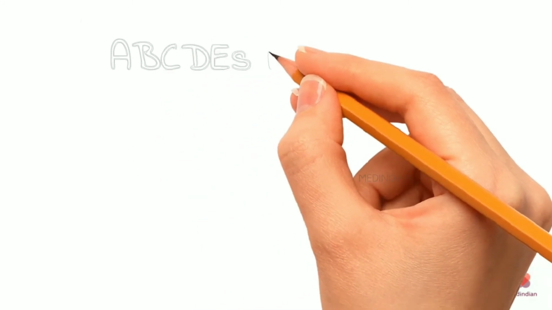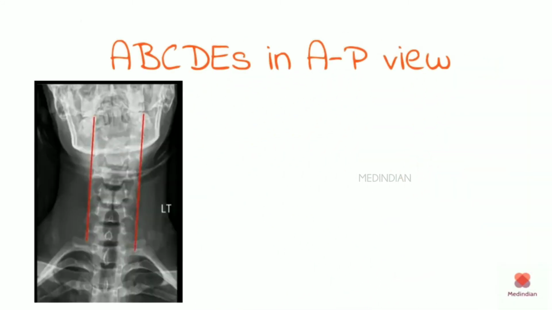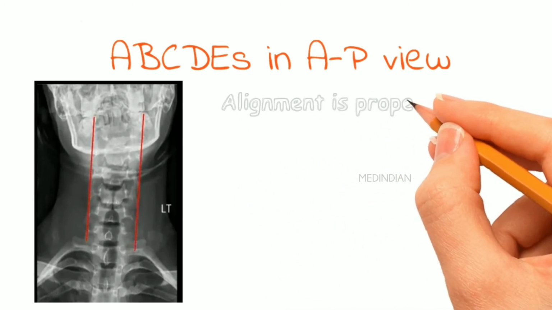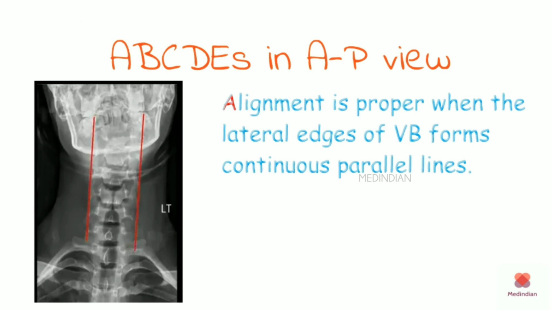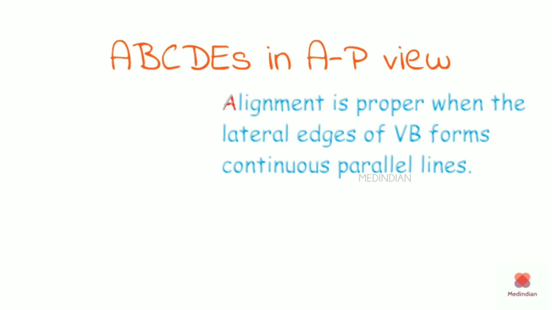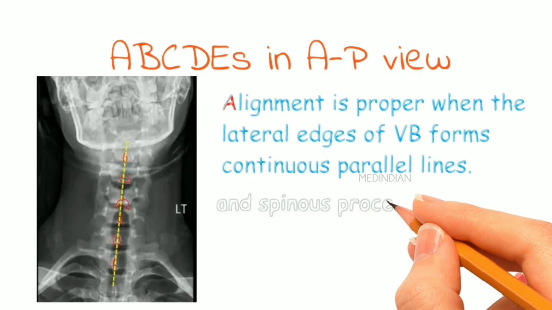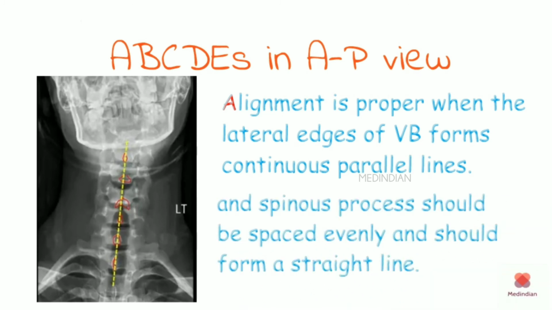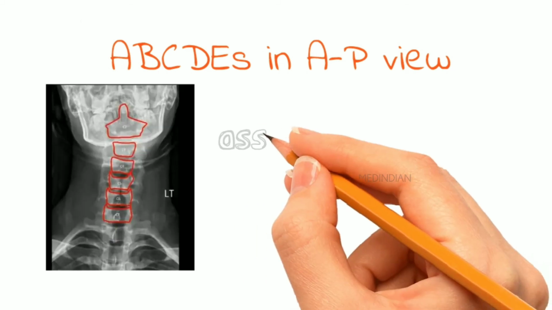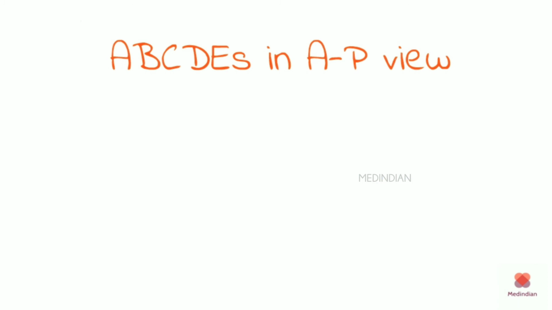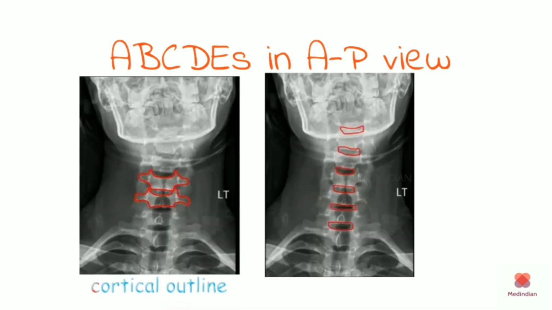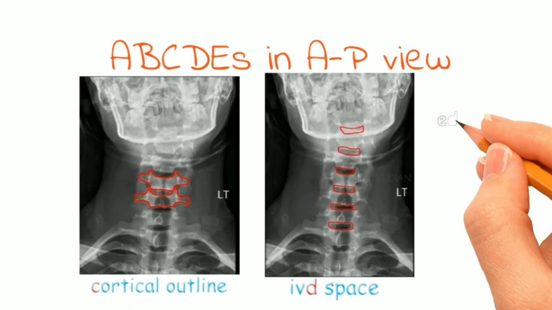Moving on to the anterior-posterior view. Alignment is proper when the lateral edges of the vertebral bodies form continuous parallel lines, and also the spinous processes should be spaced evenly and should form a straight line. Assess the height of vertebral bodies. Just as before, check the cortical outline for any fracture. Check the intervertebral disc space, edges and soft tissues.